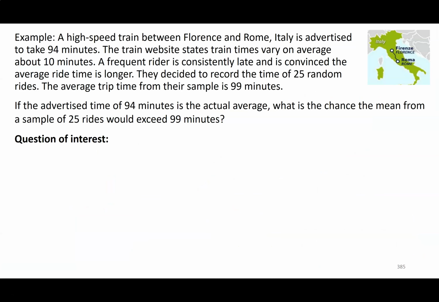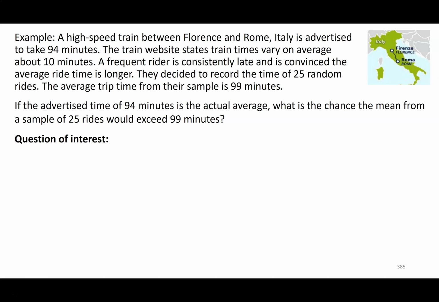Okay, so now we're going to return to the train trip time between Florence and Rome, and we're going to go through all of the steps and complete this hypothesis test. So here, remember, we have a commuter that goes between Florence and Rome, and they say, hey, you know what? They claim that the average trip time is 94 minutes. I think it's longer. So they go ahead, they collect a sample.